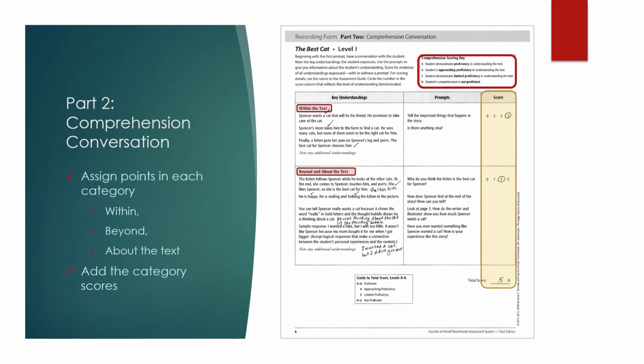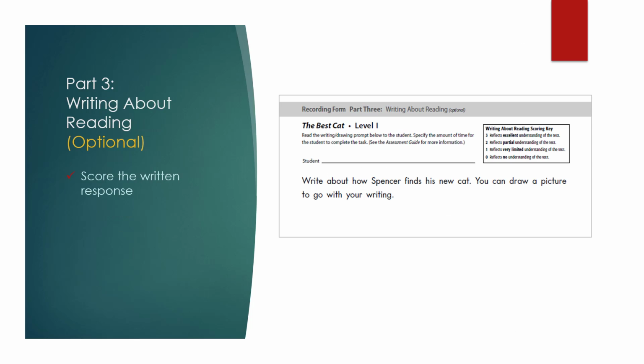Add the category scores. For text levels A through K, the total will be a maximum of 6. And for L and beyond, the score will have a maximum of 9. Part 3 is an optional assessment. It's writing about reading. Provide the student with the prompt, and you will score based on their understanding of the text, showing if it's excellent, partial, very limited, or no understanding of the text.